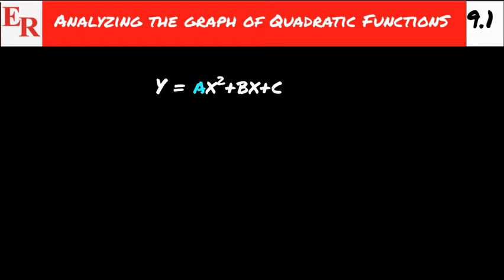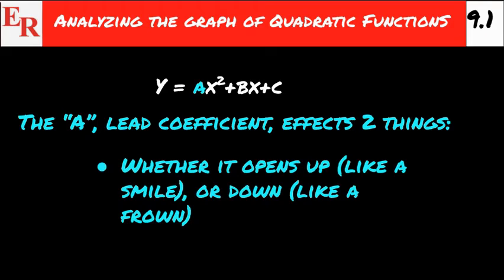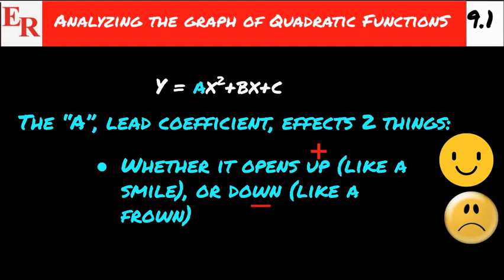So let's reiterate what effect that lead coefficient, or that a, has on the graph of the parent function. The lead coefficient affected 2 things that we saw. It affected whether that parabola opened up like a smile. That was if the a was positive. Or whether the parabola opened down like a frown. That was when that lead coefficient, or that lead number, was negative.